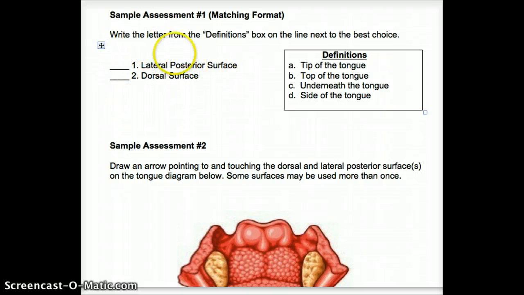Going back to the left-hand column, let's take a look at number 2, dorsal surface. You're going to go back over here to the definitions box. Take a look at the options, and you should come to the conclusion that B, top of the tongue, is the best choice.